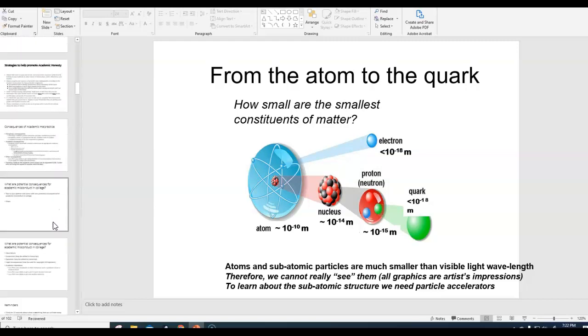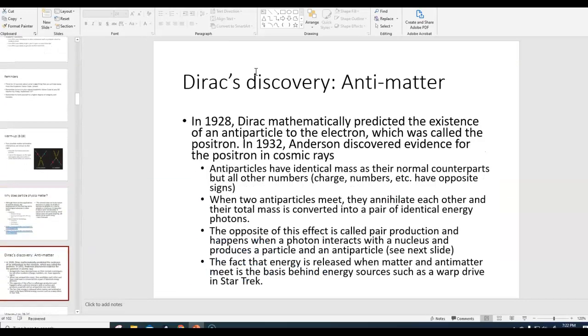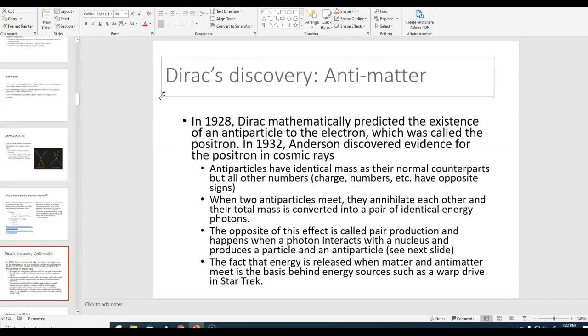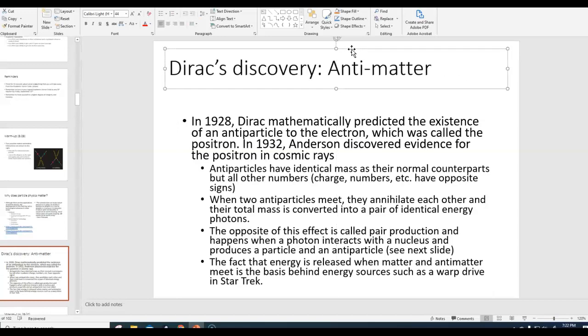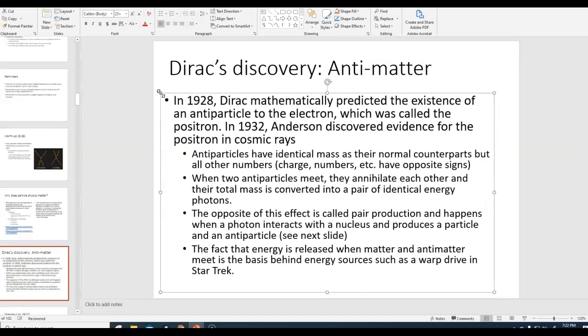So we are going to skip ahead a little bit and talk about a discovery made in the late 1920s by a guy named Dirac. Dirac was kind of a combination mathematician and physicist and a super smart guy. And basically, with all of his math skills, he mathematically predicted the existence of an antiparticle to the electron, which we later called the positron. Positron meaning positive electron. And hopefully that name sounds familiar.